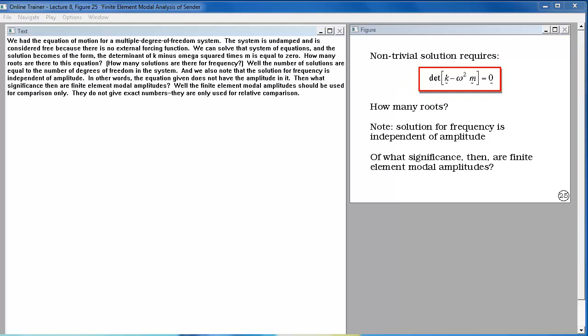Then what significance are finite element modal amplitudes? Well, actually, the finite element modal amplitudes should be used for comparison only. They do not give exact numbers. They're only used for relative comparison.